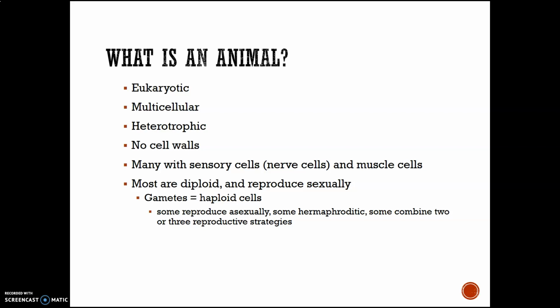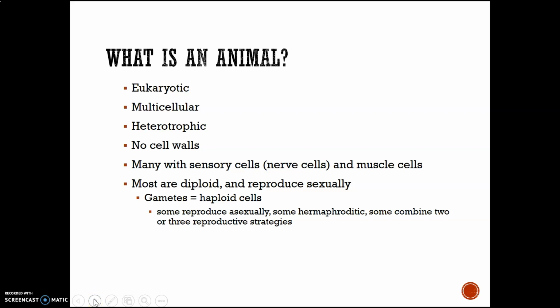They are eukaryotic, meaning that they have cells with complex organelles and linear chromosomes. They are multicellular. They are heterotrophic. That means they can't make their own energy from the sun. They have to get it from elsewhere, generally from eating other animals or plants. And they have no cell walls.